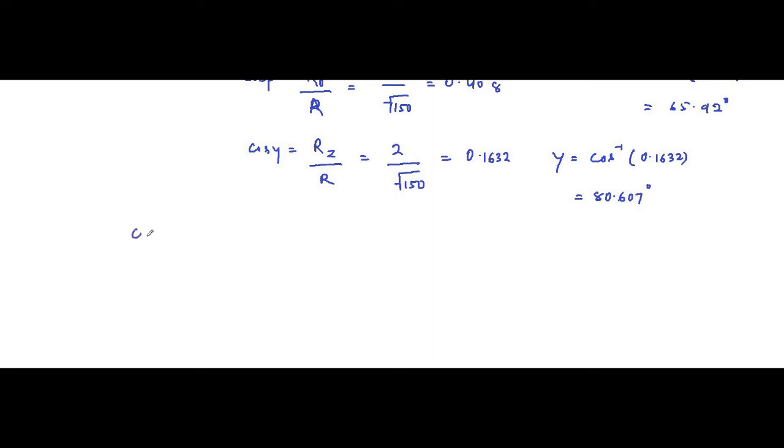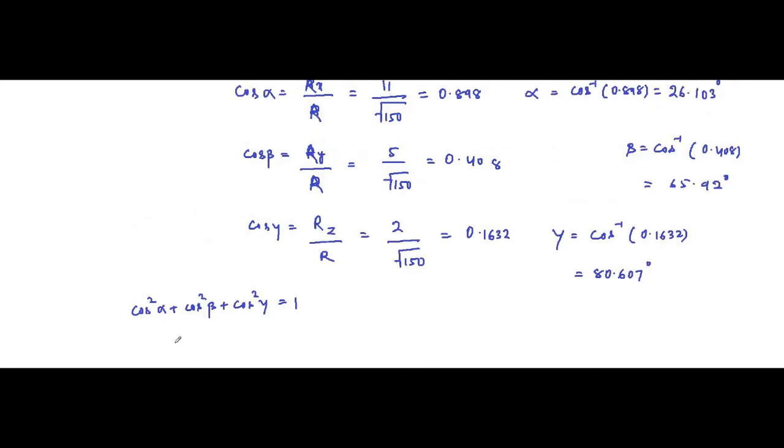Another important property of the direction cosines is that the sum of their squares is equal to 1. If you want to confirm it, it will be 0.898 whole square plus 0.408 whole square plus 0.1632 whole square. That is coming around 0.9995, which is nearly equal to 1.